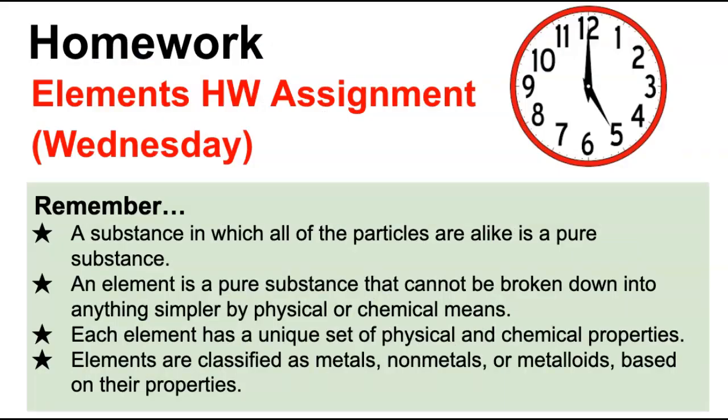And that is it. Remember that an element is a substance in which all of the particles are alike. They're pure substances. Elements can't be broken down into anything simpler by physical or chemical means, and they have unique sets of both physical and chemical properties. They have characteristic properties. Elements are going to be classified into one of 3 major categories. They're classified this way on the periodic table too. Those would be metals, nonmetals, and metalloids. Remember that metals, nonmetals, and metalloids are set apart because of their properties.